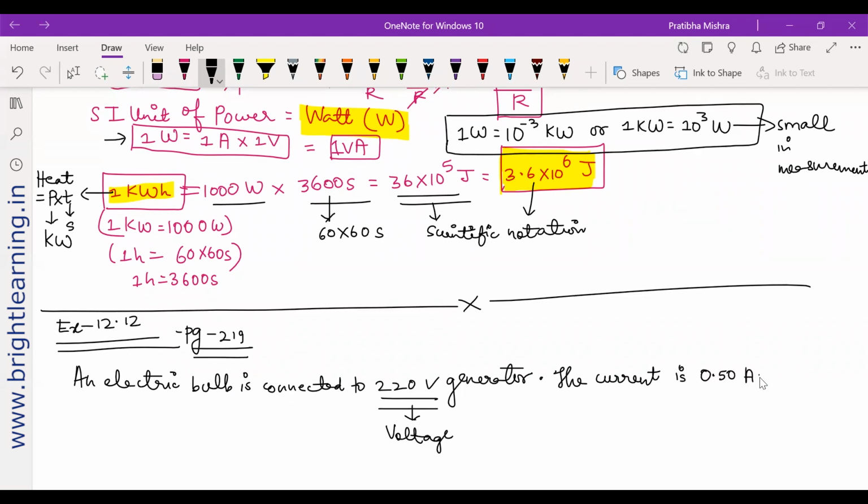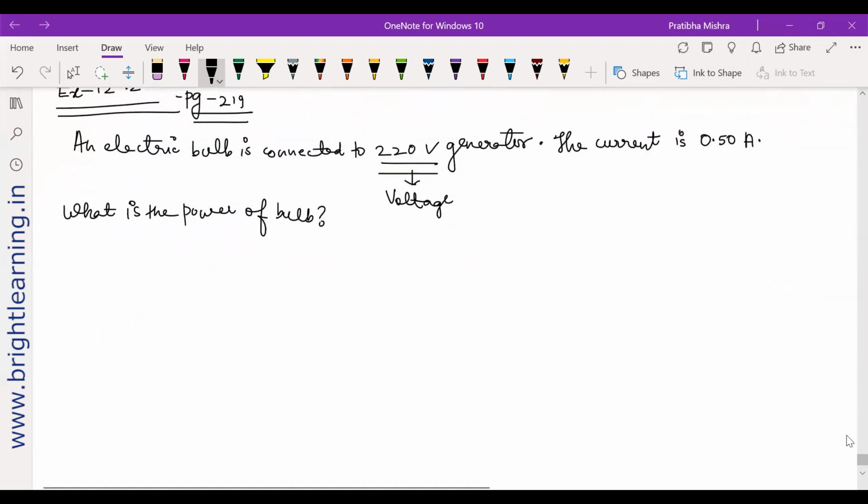0.50 ampere. Okay, what is the power of the bulb? Very simple and direct question. How do you make sure that you solve this? You will use which formula? The power formula, which is related to the voltage and the current.